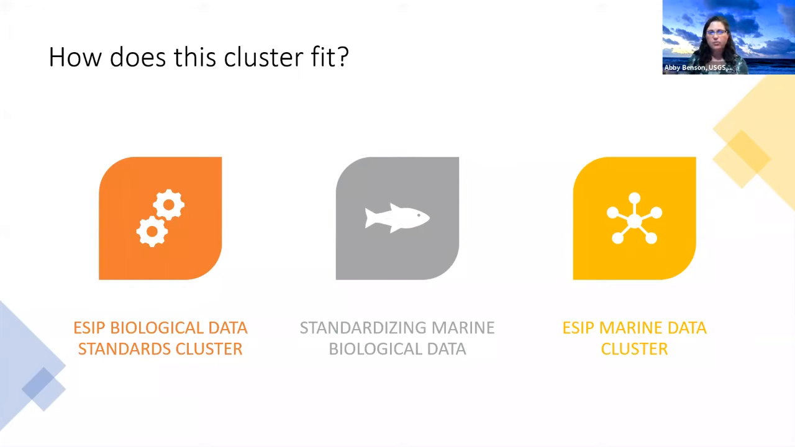It can be helpful to understand where this cluster fits in some of the other clusters and working groups that are happening. So the ESIP Biological Data Standards Cluster is intended for any biological data. Right now, it has a little bit of a marine bent to it because of the workshop, and the folks that got started in the cluster came from that workshop, which had a marine focus, but it really is intended to be terrestrial, aquatic, any sort of domain of biological data, any type of biological data. It also has a bit of a biological observation data focus right now because I'm leading it, but it's really intended for any standards for biological data.